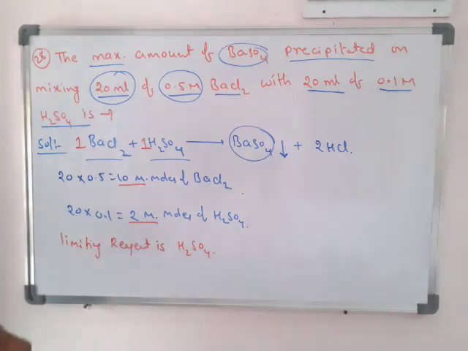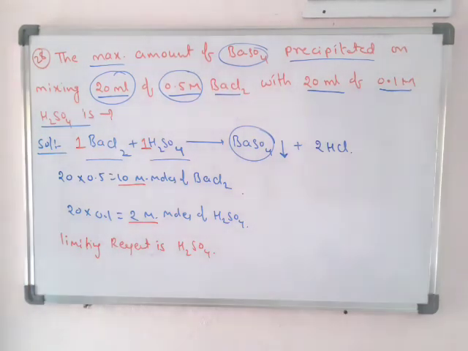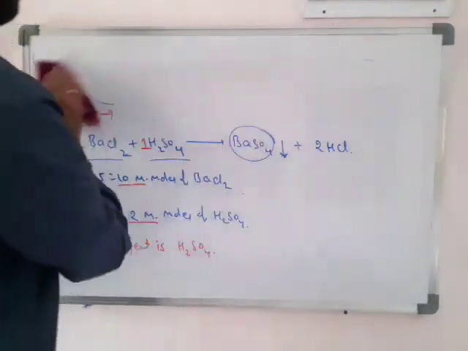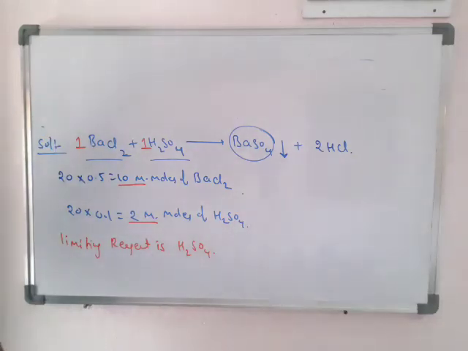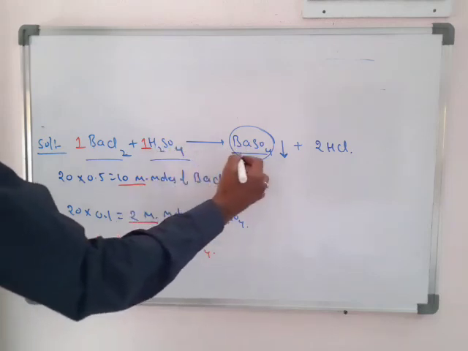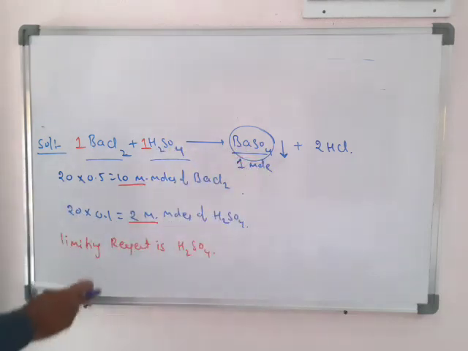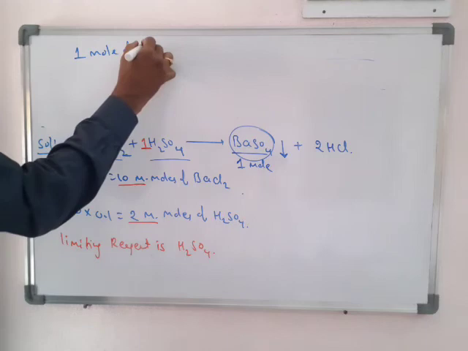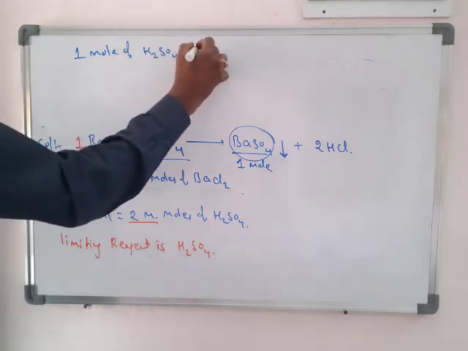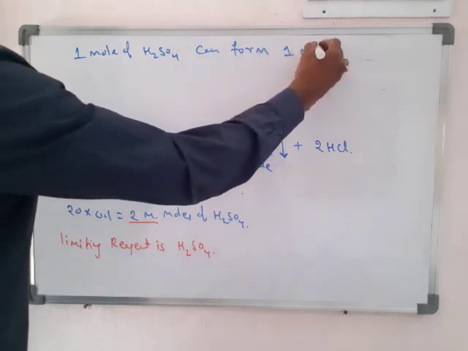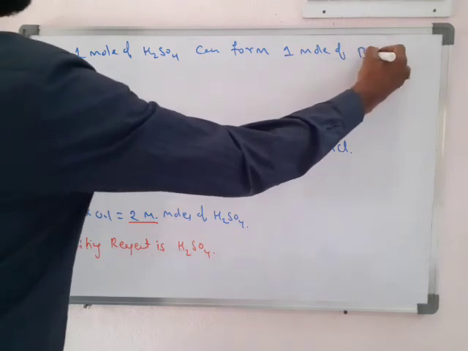Means we have to proceed with the problem by taking H2SO4 millimoles. We have to find barium sulfate. Here what is the ratio again? To 1 mole of H2SO4, 1 mole of barium sulfate. It is in terms of millimoles. So here we can write 1 mole of H2SO4 can form 1 mole of barium sulfate.